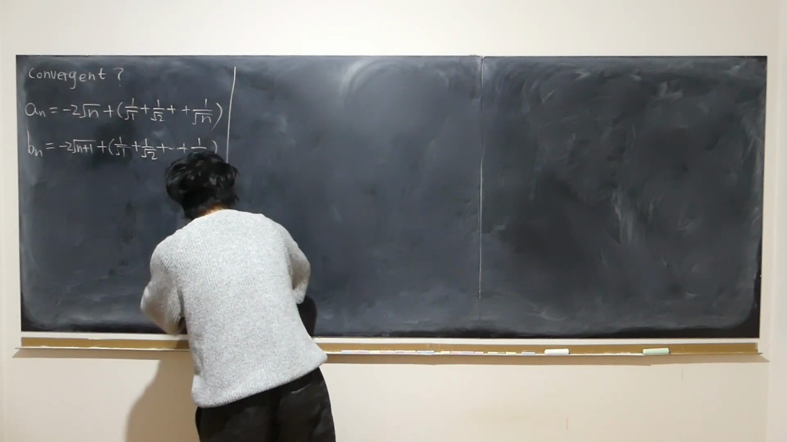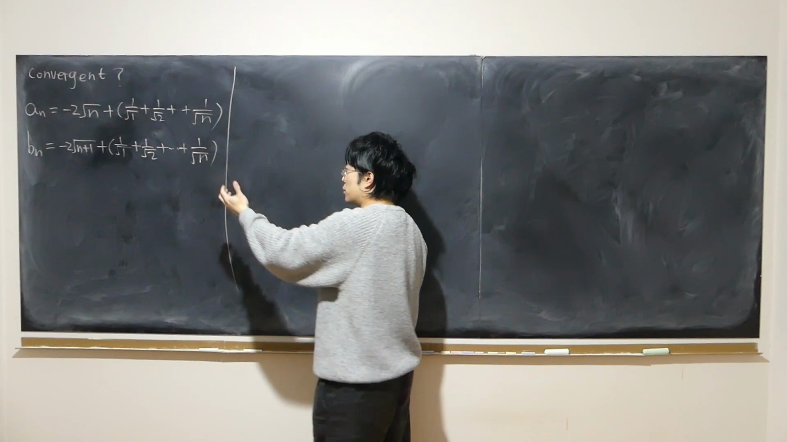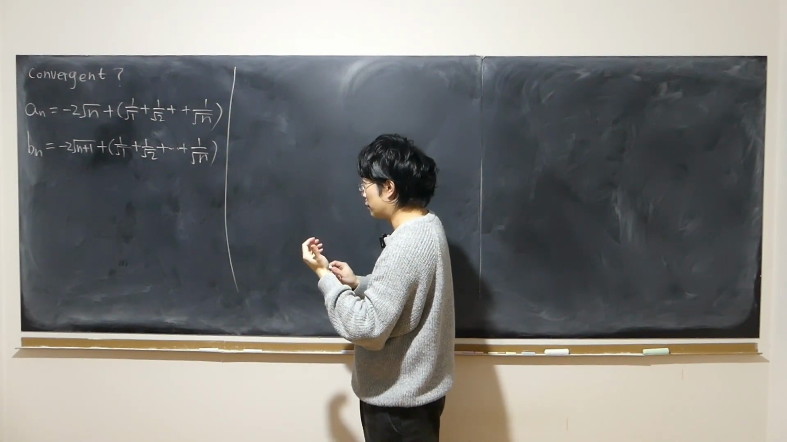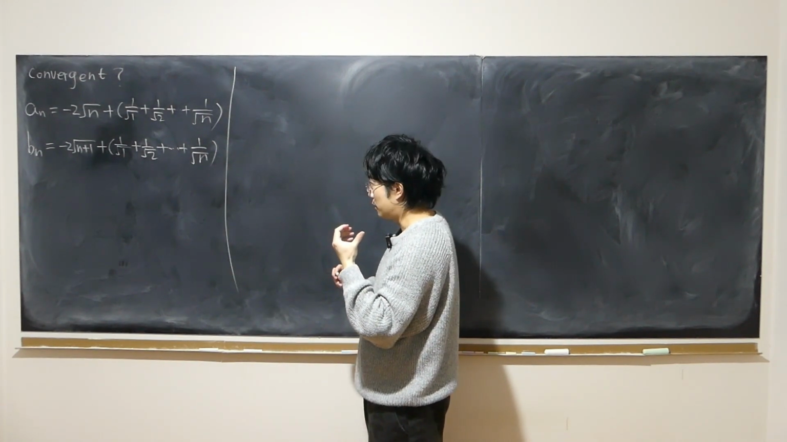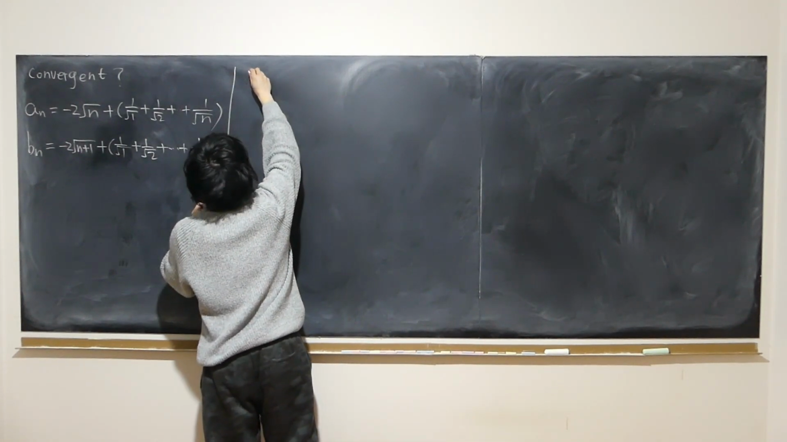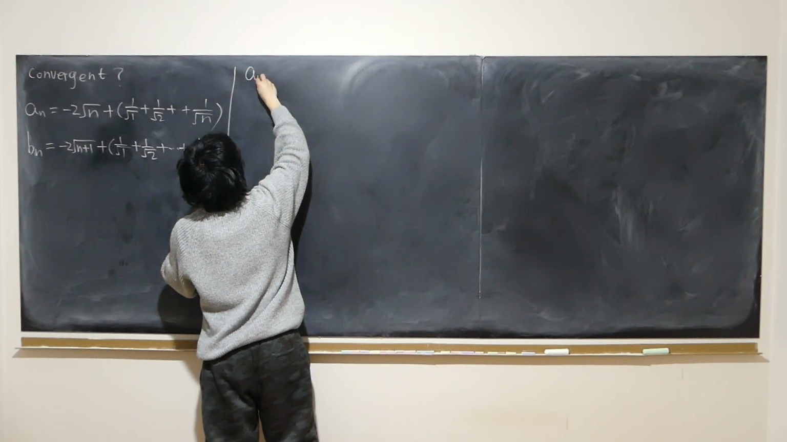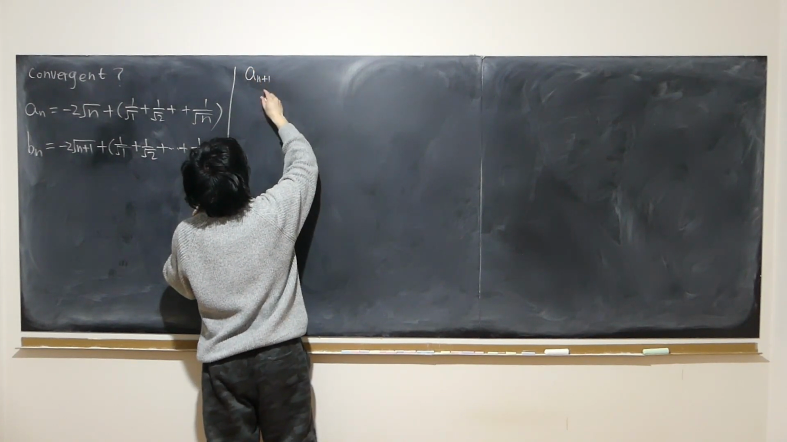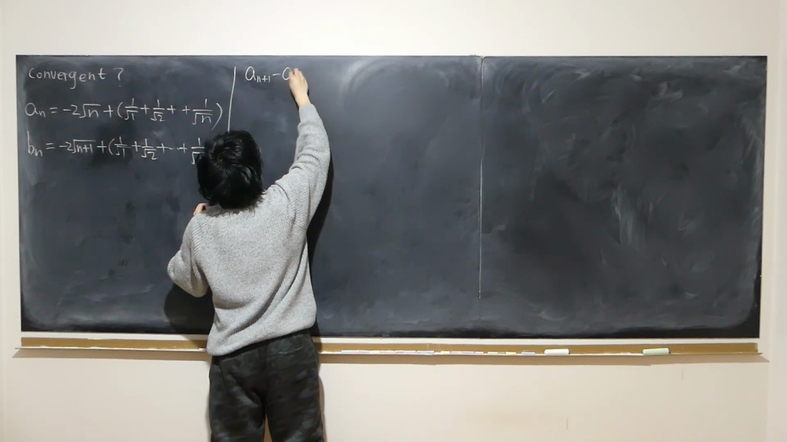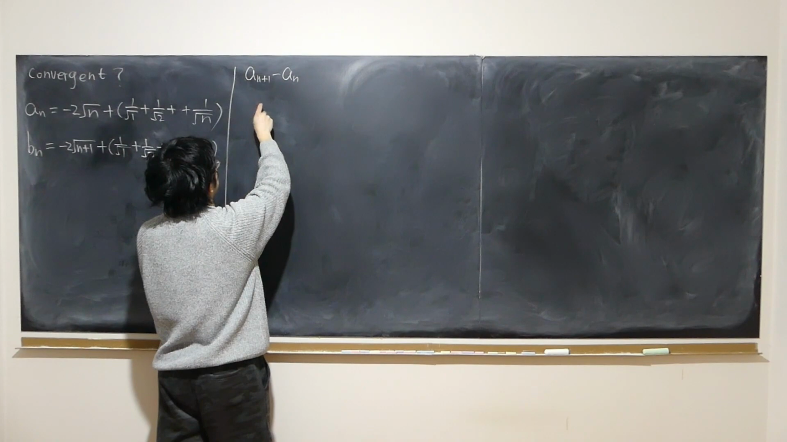As long as I can show that the sequence is monotonically increasing or decreasing, then if I can show the sequence is bounded, then it has to be convergent. So here's what I'm going to do. I'm going to try and see if the difference between the next member, a sub n plus 1 minus a_n, is greater than 0 or less than 0.